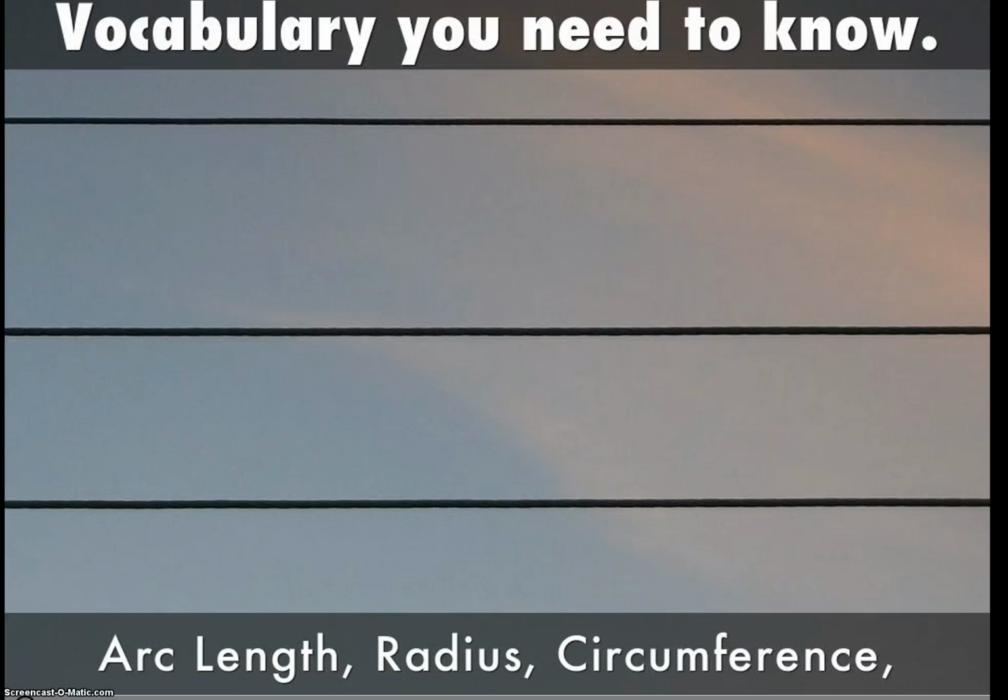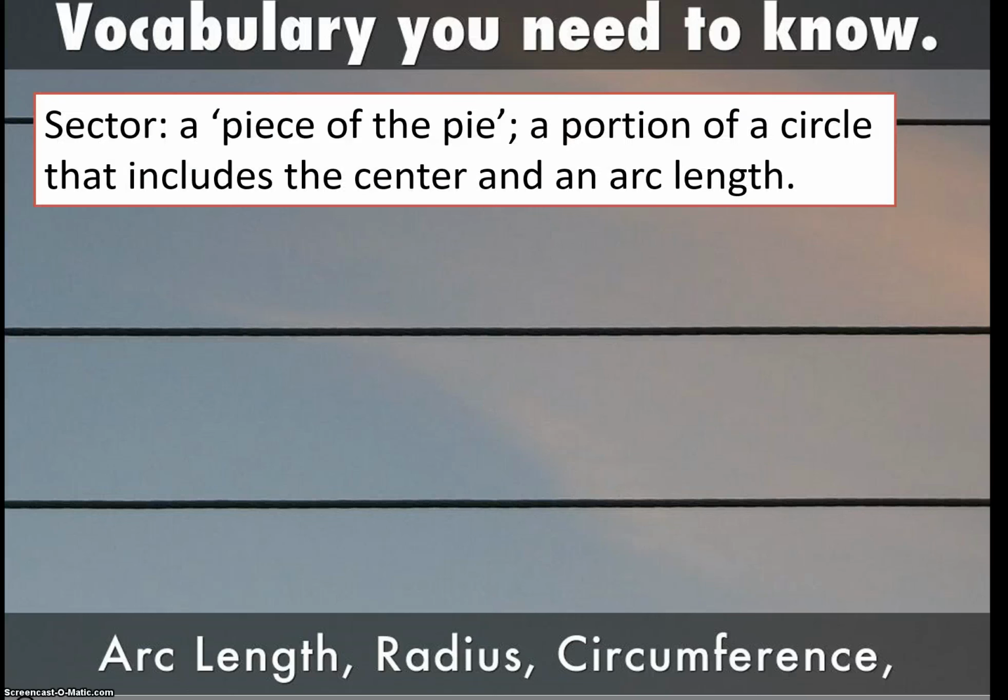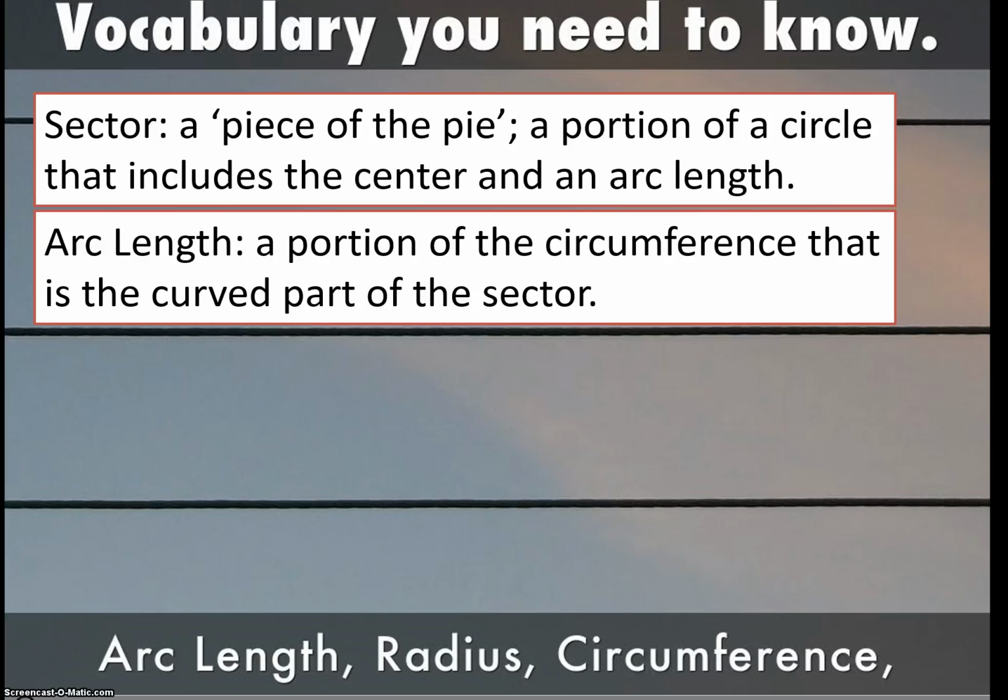Vocabulary that you'll need to know. A sector is a piece of the pie. It's a portion of the circle that includes a center and an arc length. Arc length. Well, that's the portion of a circumference that's a curved part of the sector. So you think of a picture of one sector. The arc length is a squiggly piece, like the crust. It's the curved part. Pause the video and write down those two words.